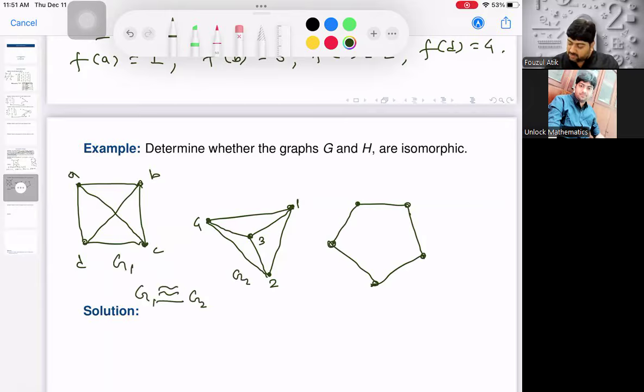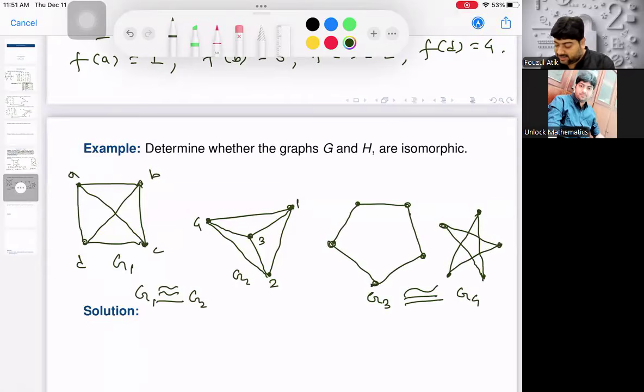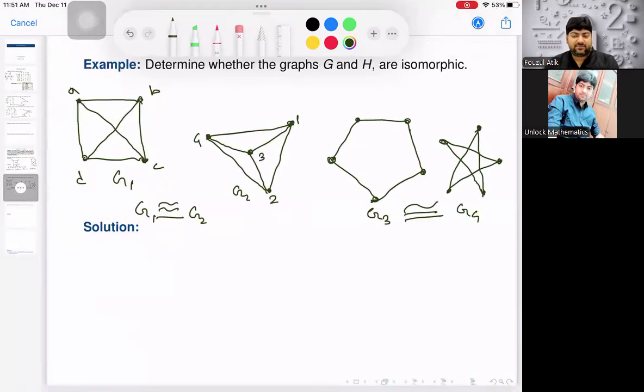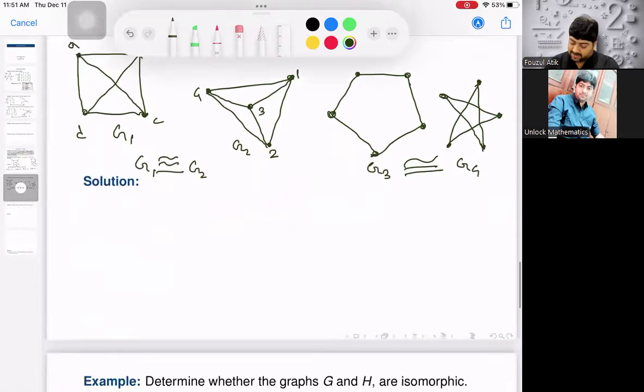I am giving two more graphs here. So this is maybe G3 and G4. Can you tell me whether these two graphs are isomorphic or not? Yes, G3 and G4 are isomorphic. Correct? You can certainly make an isomorphism function, that is, a bijective function which preserves the adjacency. Okay, I'm giving one more example, and you tell me whether these two graphs are isomorphic or not.